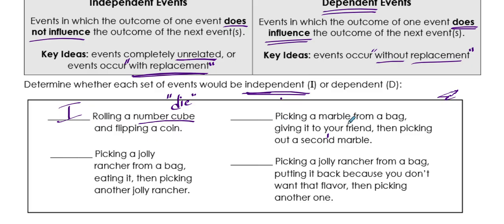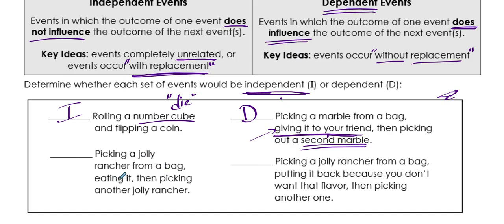If we pick out a marble from a bag and we give it to a friend, then we pick out a second marble. By giving that first marble to a friend, we're changing the bag. The second marble that we pick out, the probability of getting that second marble is now different because we changed the bag by giving out that first marble. Those are dependent events. Whatever happened in the first event changes what happens in the second event.